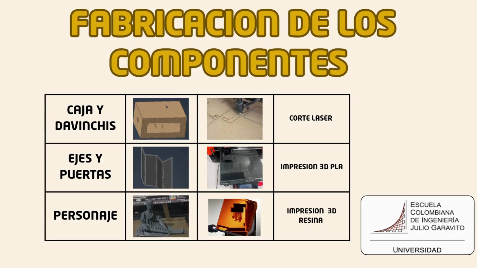Laser cutting was used for the manufacture of the components, for the boxes and gears. For the axles and doors, the 3D PLA printing was used, and for the character, the 3D printing with resin was used.